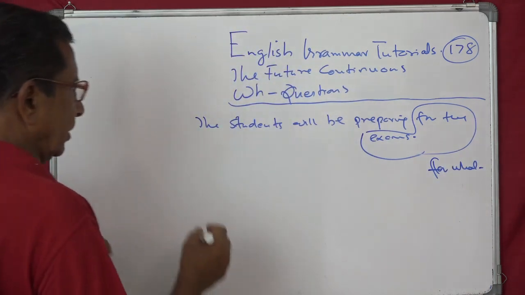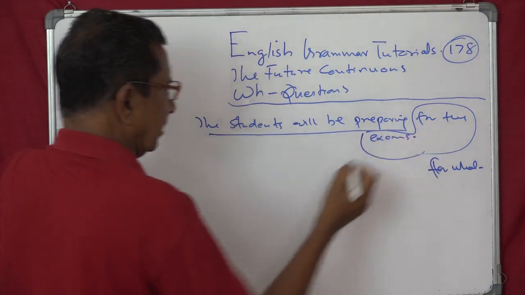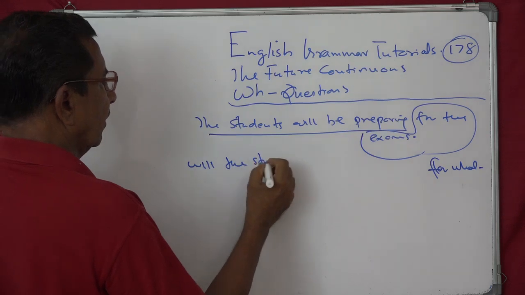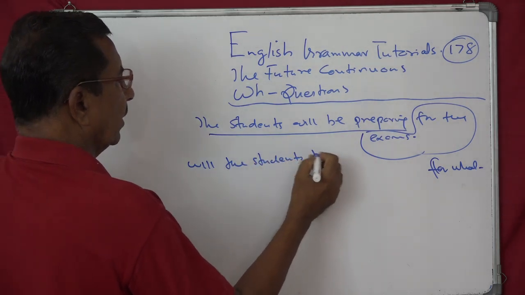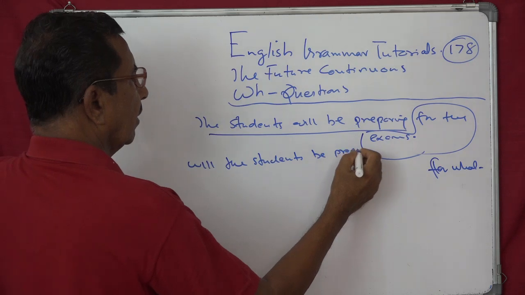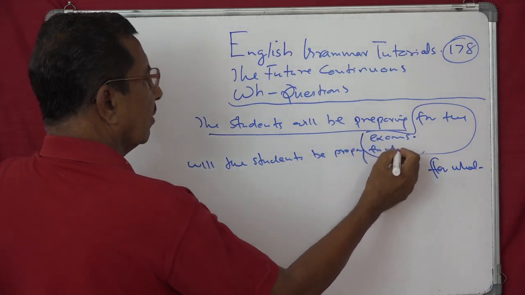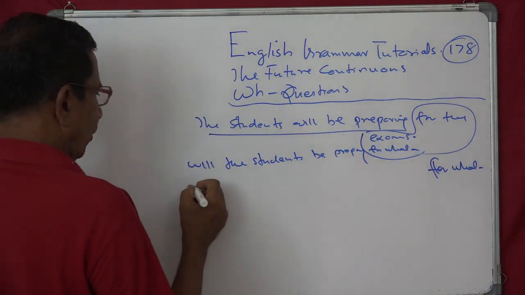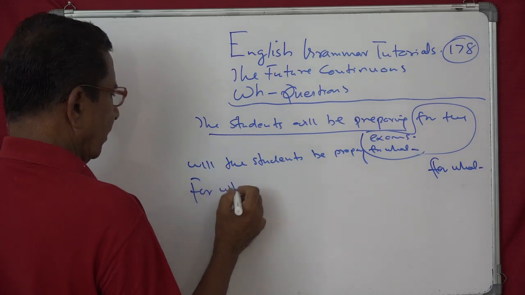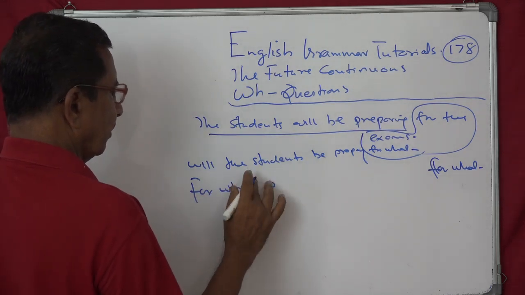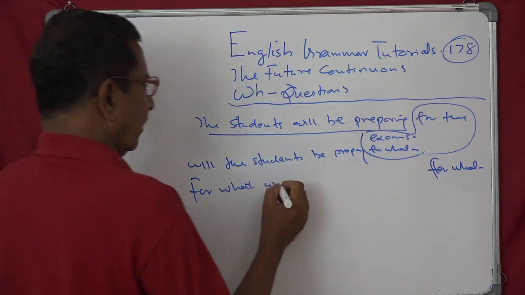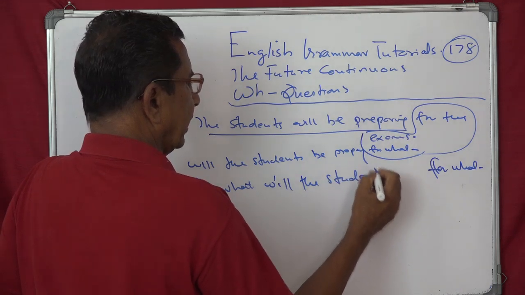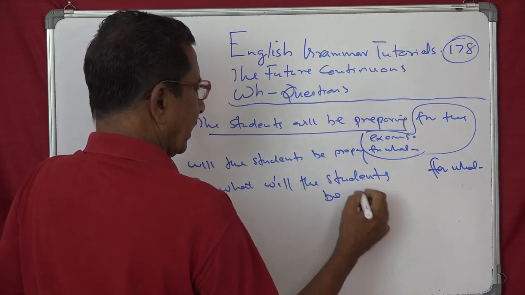And then step 1 is change this into a yes or no question. Will the students be preparing for what? So that is it. Now the for what you have to bring to the beginning. For what will the students be preparing?